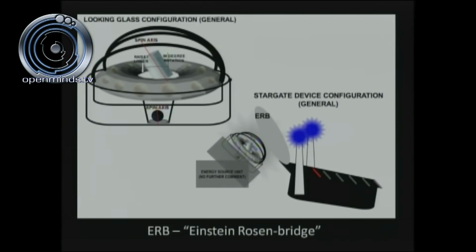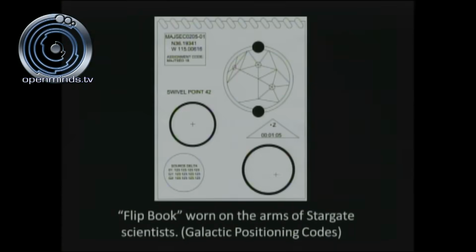We talked about the looking glass configuration. It's the general configuration on the upper left-hand corner. And then on the upper right-hand corner, we've rotated the device 45 degrees from the horizontal, and now it's in the, quote, Stargate configuration. So that's what we see there.